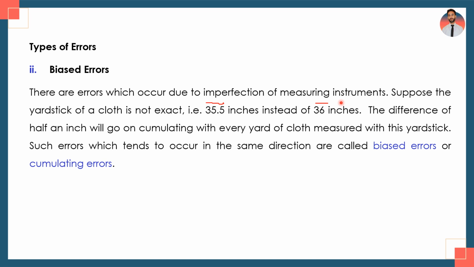With a large number of observations, the errors become very large and take an accumulating pattern. So such errors which tend to occur in the same direction are called biased error or accumulating error.